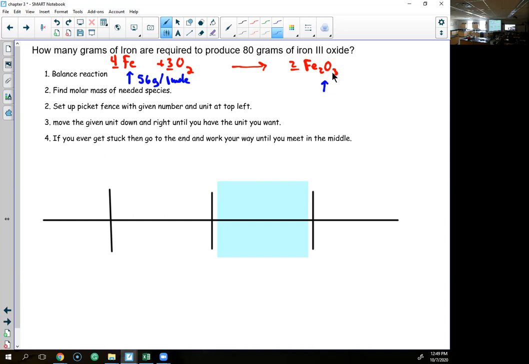Is this one 160? To get the lower mass, do you have to include like 2 iron and 3? Yeah, you need 2 times the mass of iron plus 3 times the mass of oxygen. And that would be 160.